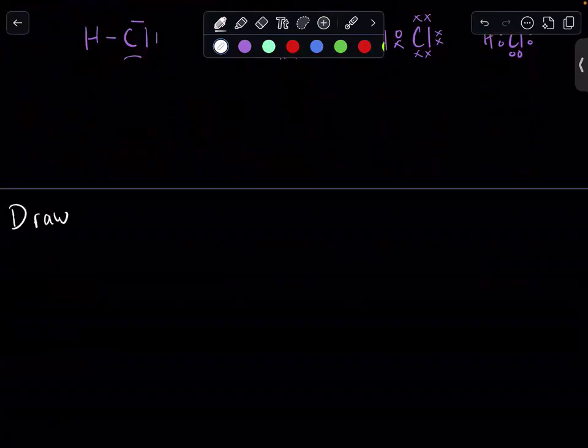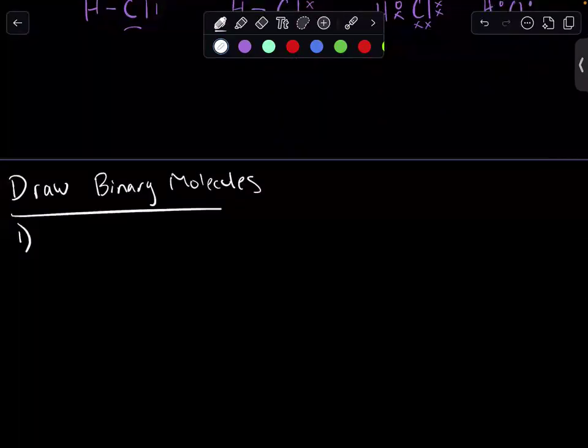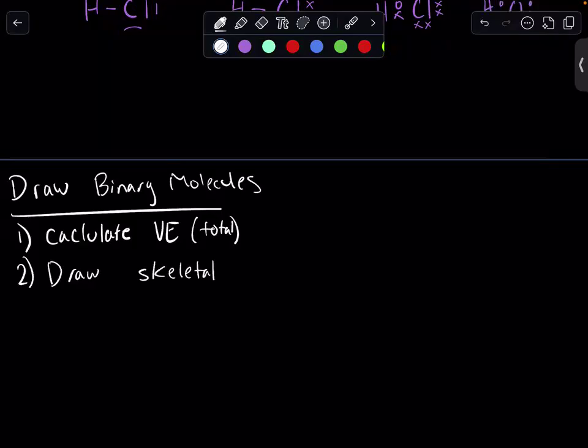So I'll give you some quick instructions. Draw binary molecules. There's a couple steps, and if you memorize these steps, you can do it for any molecule, not just binary. We start by calculating the valence electrons, the total. I mean, every valence electron from every atom. Then step two, we will draw the skeletal formula, just to give us our base.